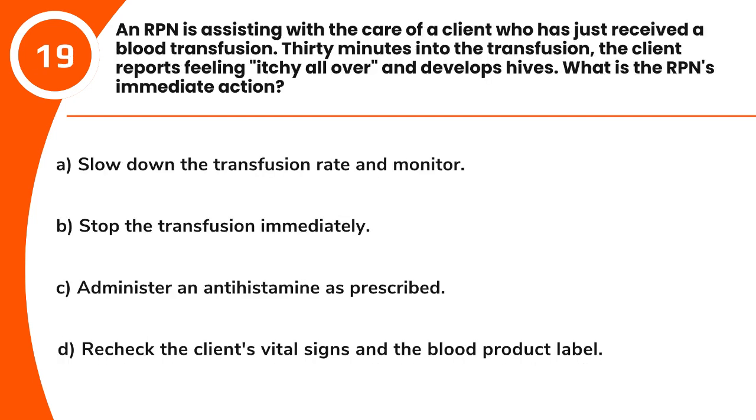infections. Question 19. An RPN is assisting with the care of a client who has just received a blood transfusion. 30 minutes into the transfusion, the client reports feeling itchy all over and develops hives. What is the RPN's immediate action? A. Slow down the transfusion rate and monitor. B. Stop the transfusion immediately. C. Administer an antihistamine as prescribed. D. Recheck the client's vital signs and the blood product label.